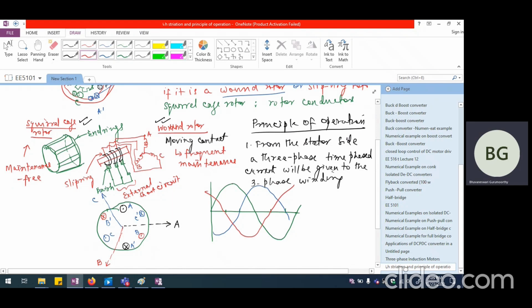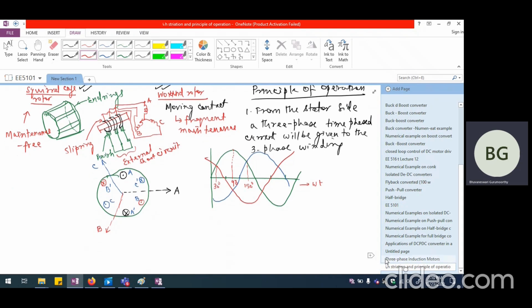So let us say this is omega t equal to 30 degrees, this is going to be omega t equal to 90 degrees, and this is going to be omega t equal to 150 degrees. So let us try to look at what happens to the overall flux during these three portions.